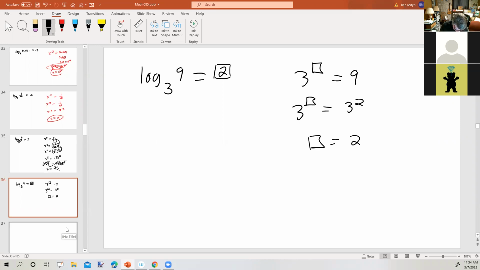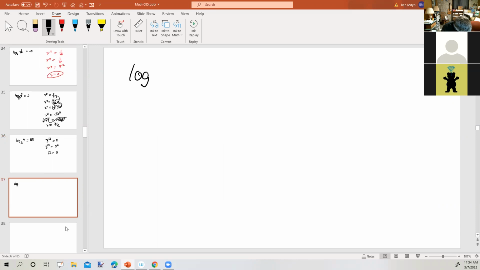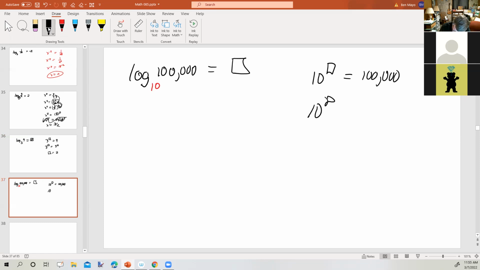Let's say we've got this situation. Log of 100,000. Well, isn't that the same thing as log base 10 of 100,000? Remember, there's an implied 10 if there's nothing written there. We'll say that's equal to some box. So writing it as an exponential equation, 10 to the box equals 100,000. But isn't 100,000 10 to the, let's see, 1, 2, 3, 5th power? So the box would be 5.